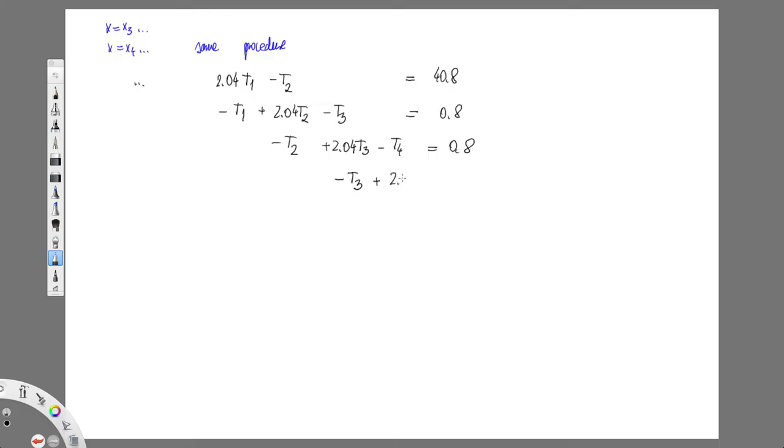But technically, you can do this. So basically, we are going to get something like this. I'm going to write it in final numbers. 2.04 T1 minus T2 is equal to 40.8. And then I have minus T1 plus 2.04 T2 minus T3 is equal to 0.8. Minus T2 plus 2.04 T3 minus T4 is equal to 0.8. And finally, minus T3 plus 2.04 T4 is equal to 200.8. And 200 is because of that T5 that is 200.